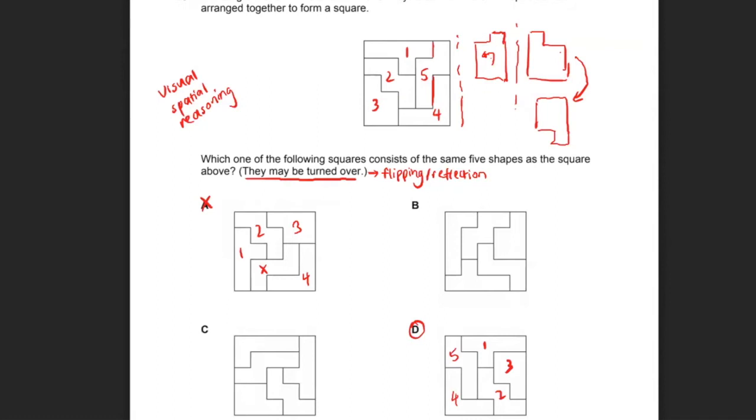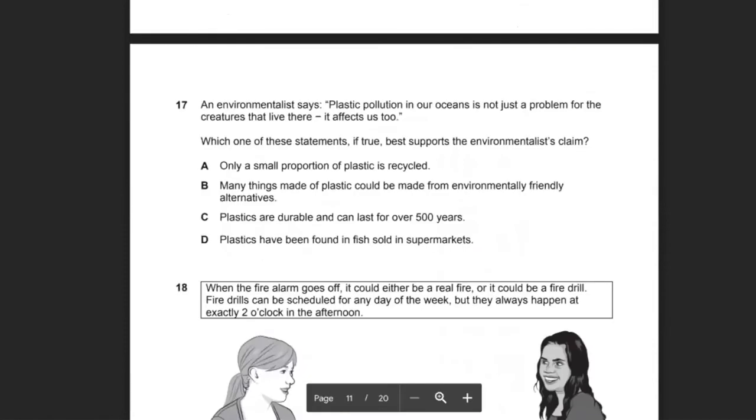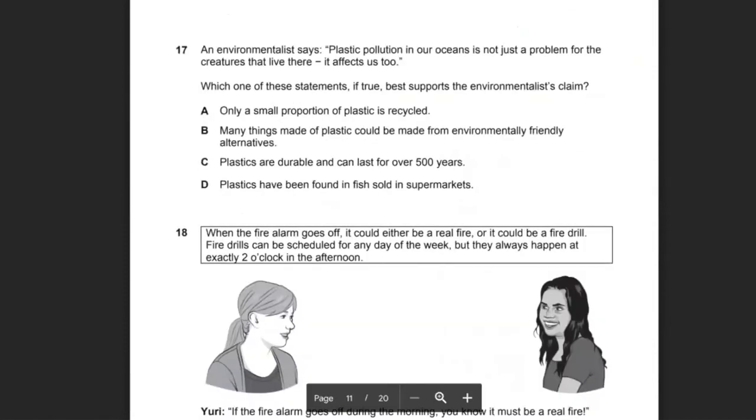Alrighty, let's move on to question 17. So in question 17, it says, an environmentalist says plastic pollution in our oceans is not just a problem for the creatures that live there, it affects us too, right? So which of the following statements, if true, best supports the environmentalist's claim?